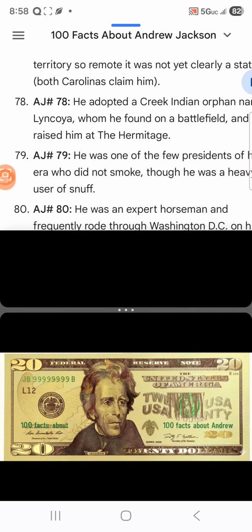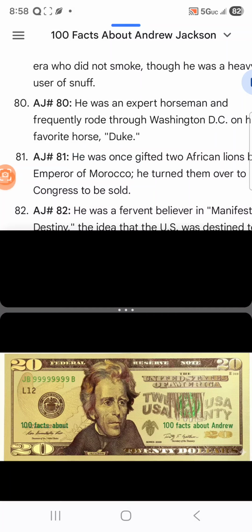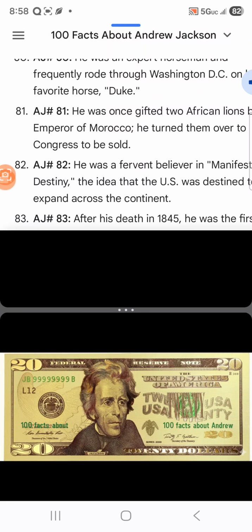Number 79. He was one of the few presidents of his era who did not smoke, though he was a heavy user of snuff. 80. AJ number 80. Snuff is like chewing tobacco. He was an expert horseman and frequently rode through Washington, D.C. on his favorite horse, Duke. 81. I think Duke was Ronald Reagan's name.